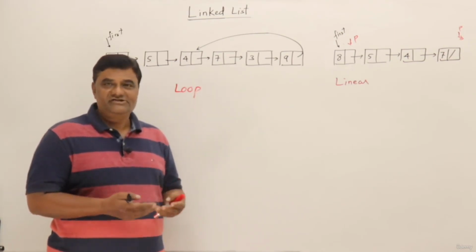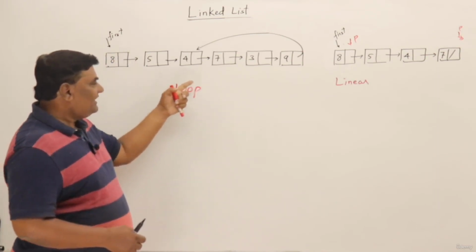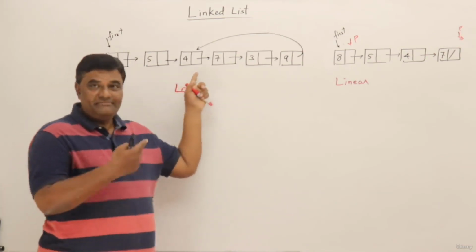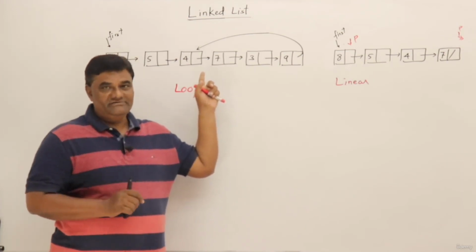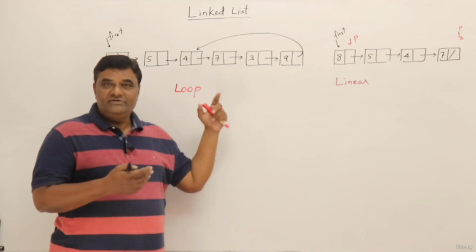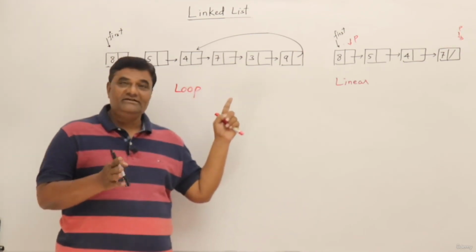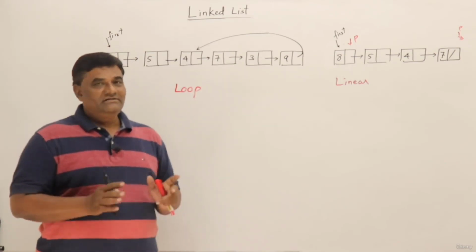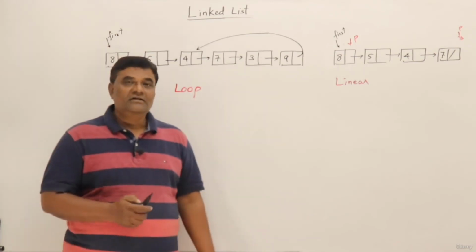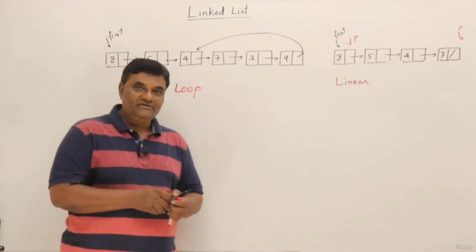So there are different suggestions like store the addresses of the nodes, and if you come across the same node once again, then there is a loop in this one. Or you can store the elements if the elements are unique. If you are sure that the elements are unique, then if you come across the same element once again, then you can say there is a loop. There is one more method using two pointers. I'll show you that one.